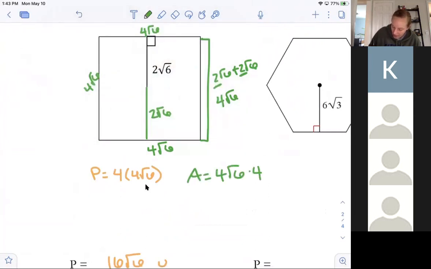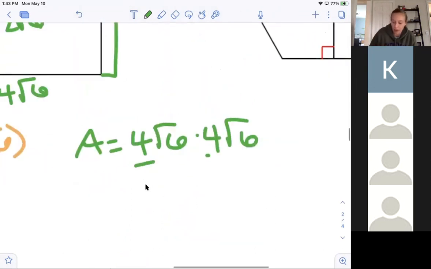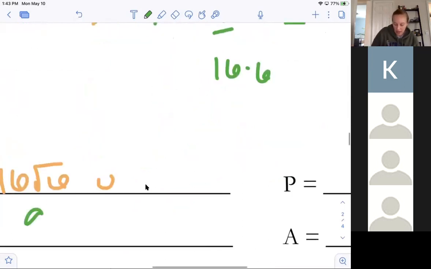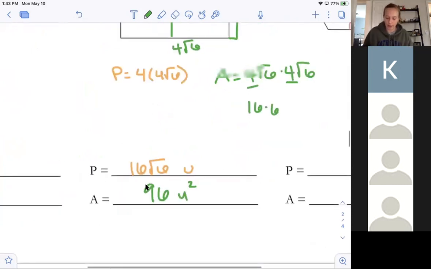Again, you can make it 2 triangles if that makes you happy. I just don't want to do extra work if I don't have to. So I've got 4 times 4 is 16, and then root 6 times root 6 is 6, and 16 times 6 is 96. So I've got 96 units squared for my area.